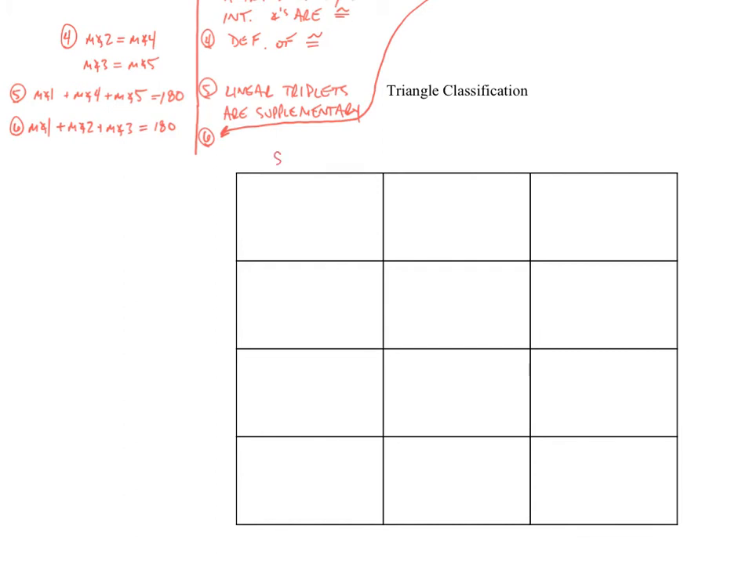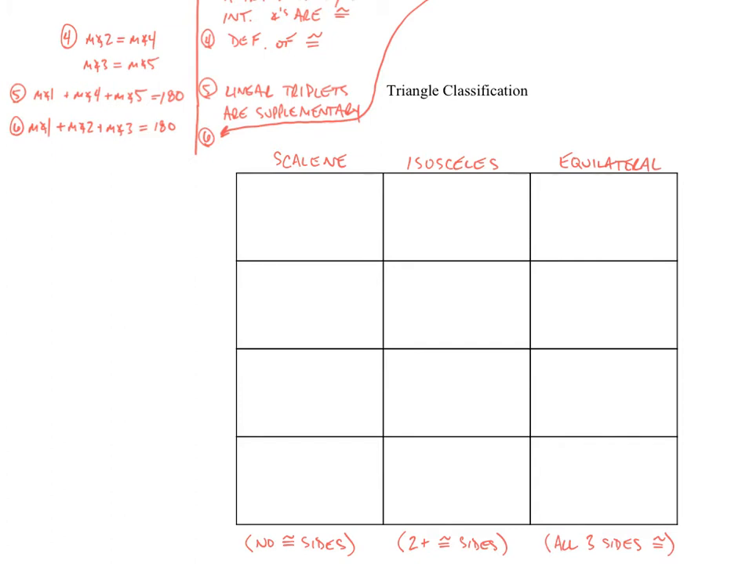We have triangles that are scalene, which are triangles where no sides or angles are congruent. We have isosceles triangles, and this is a case where we have at least 2 congruent sides. With that would come 2 or more congruent angles. And then finally we have equilateral, which is where all 3 sides, and with that 3 angles, are congruent.